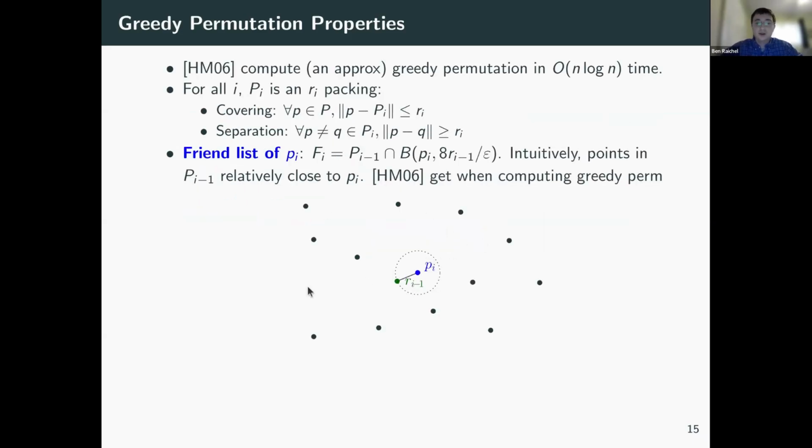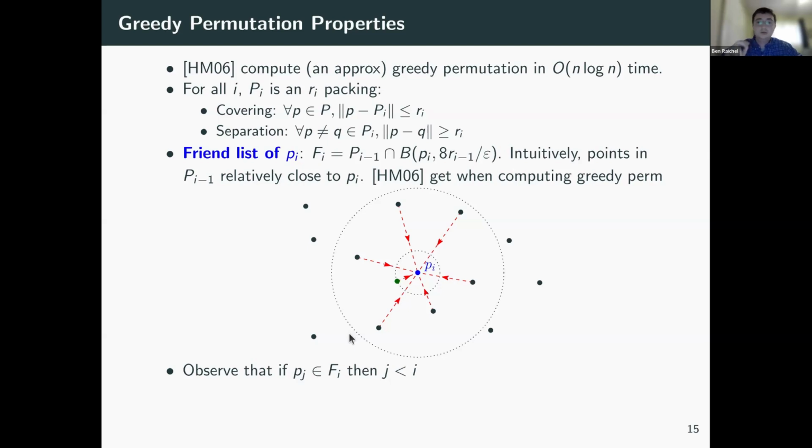Okay, so here's my point set. Now here, I'm not showing you the entire point set. I'm only showing you the prefix. This is the ith prefix, okay? Now p_i, when it is inserted, it's inserted at some distance r_{i-1} from the prefix points. So what I'm saying is I enlarge that ball by a factor of 8 over epsilon, and then everybody in that ball is my friend. Okay, so this is the friend list.